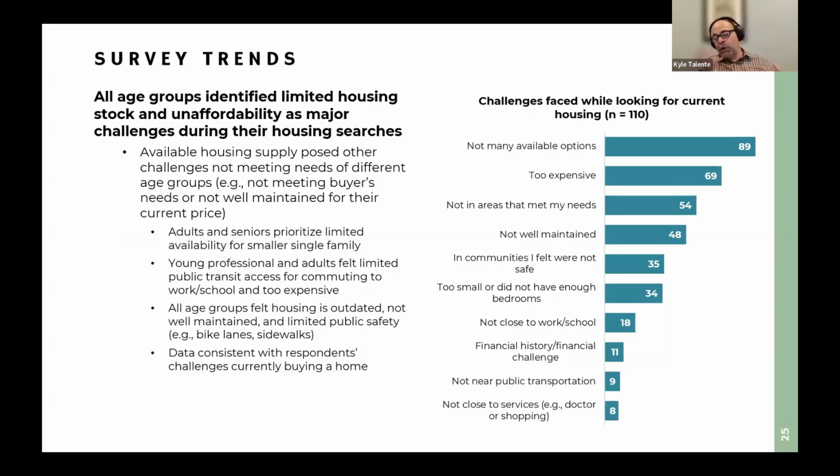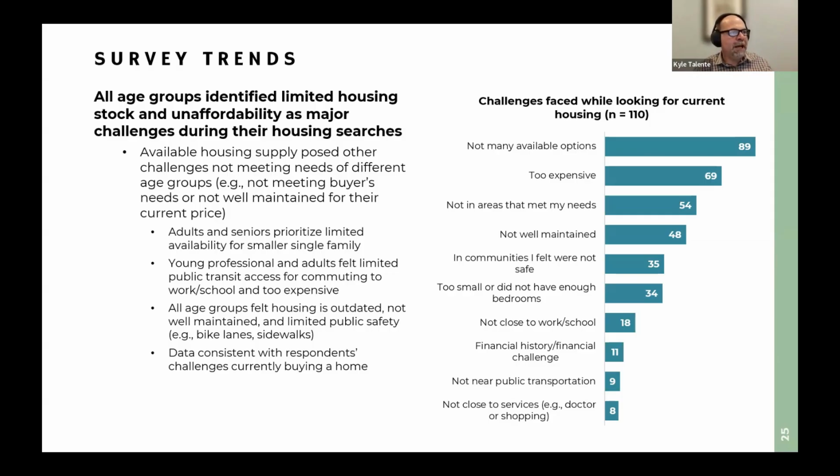There were, I'm not going to get the number correct off the top of my head, but I believe above 20 questions. We're not going to talk about all of them today. We wanted to dive in on the most important ones, at least from the data from the existing conditions perspective. So the first one we're looking at is we asked people, did you face challenges looking for the current housing unit you live in? And 110 people of the respondents said, yes, I did. And what you're looking at is the most common reasons they gave for the challenges they faced.